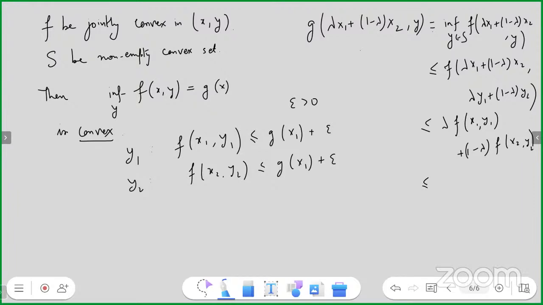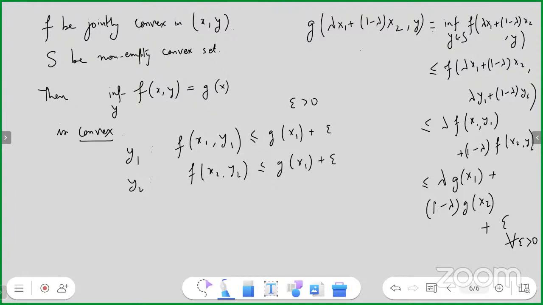So this is equal to what? Lambda times g of x1, that's 1 minus lambda times g of x2. Something is missing. Plus 2 epsilon times lambda plus 1 minus lambda. So it's okay. So what have I got? This is less than or equal to this plus epsilon for all epsilon greater than 0. What does it mean? And then it must be less than or equal to lambda g of x1 plus 1 minus lambda g of x2.